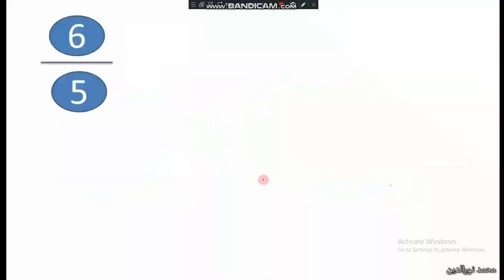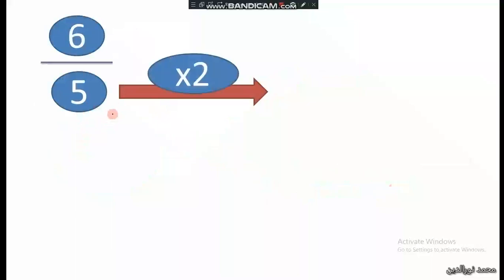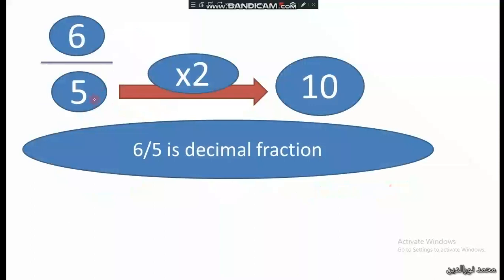Let's have an example. If I have the fraction 6 over 5, can I convert the 5 to a power of 10? Meaning, can the 5 become 10 or 100 or 1000? Yes, it could be multiplied by 2. Simply it becomes 10. So this fraction 6 over 5 is called a decimal fraction, because the denominator of this fraction could be written as 10 or a power of 10. Powers of 10 are 100, 1000, and 10, and also 1.